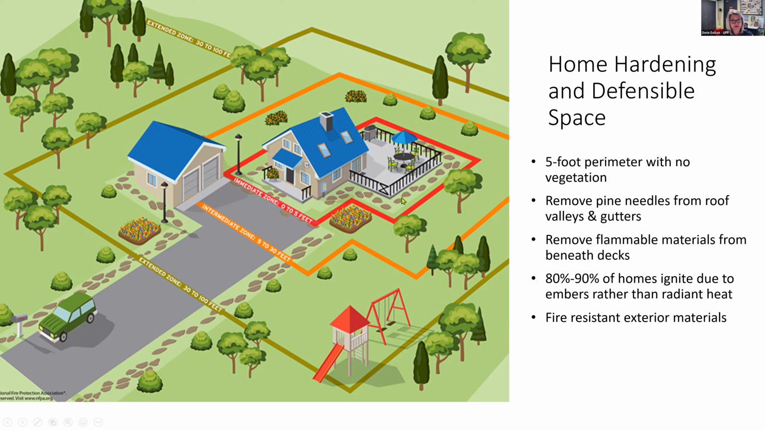You want to remove the needles from your roof. You know that. We have to do that often now. If you have a roof with lots of little nooks and crannies, that's called a complex roof. So look in those spots, because those needles like to tuck back in there, all right? Remove flammable materials from under your decks and from the top of your deck. If we're having a red flag day, you should not have an umbrella or cushions out. Take all that stuff in, okay? Remember, 80 to 90% of our homes ignite due to embers rather than radiant heat. When you're considering replacing your materials on your home, consider fire-resistant exterior materials.